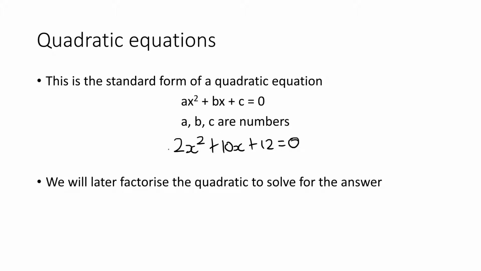We usually want it to look like this. So we want it to have an x squared here, an x, and then a number. That will be our standard form that we're looking for. Later on, we'll factorize the quadratic to solve for the answer.